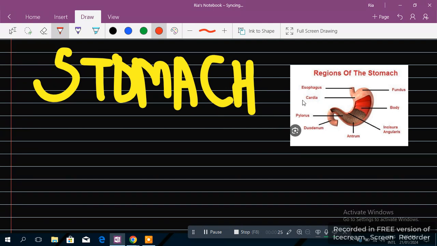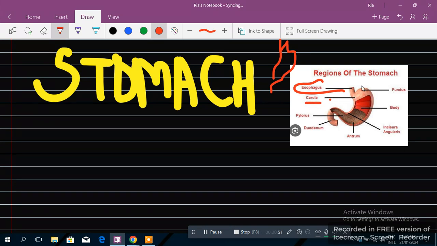So the first part is the esophagus, then it opens into the stomach. Okay, so first is the esophagus, not important. We have just discussed the esophagus before. Then the first part of the stomach is known as the cardia because it's present near the heart, so we call it the cardia because the word cardia is used for heart. It's very near to the heart, that's why we call it the cardia.